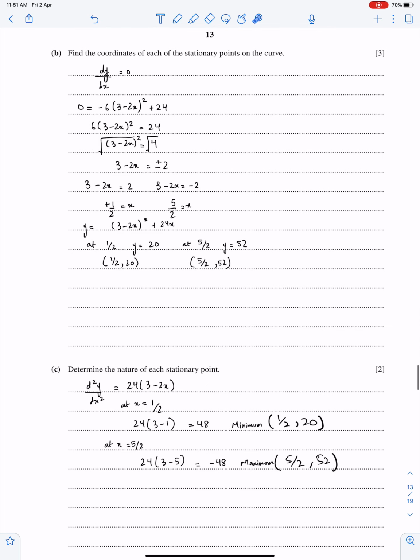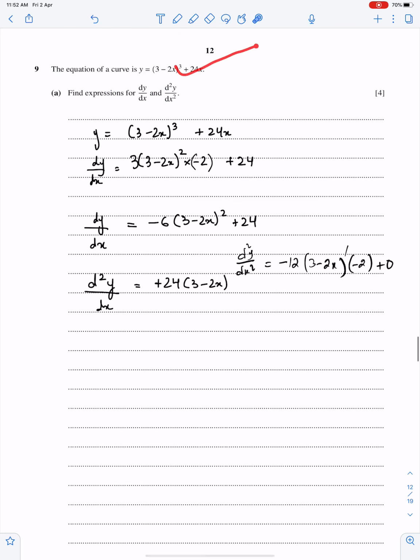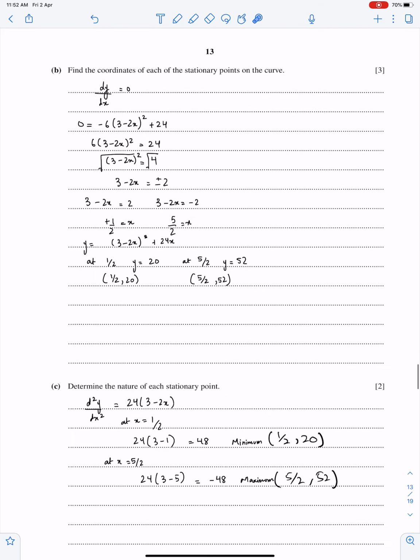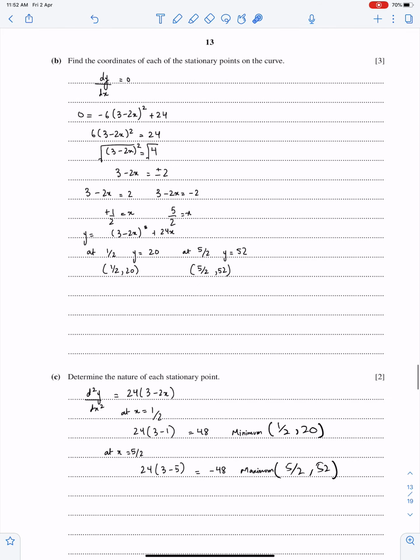Next part. Find the coordinates of stationary points. You all know at stationary points the gradient is 0 because the tangent is horizontal. So gradient is 0. We have two possible values of x, half and 5 upon 2. By substituting these two values one by one into the equation of the curve here, we can get the corresponding values of y. So these are two turning points.